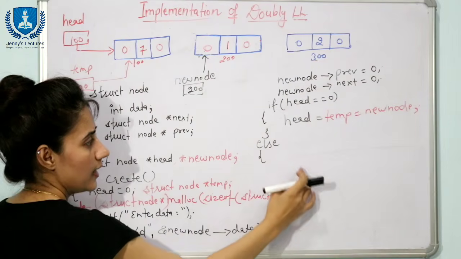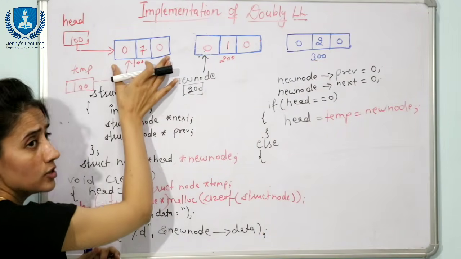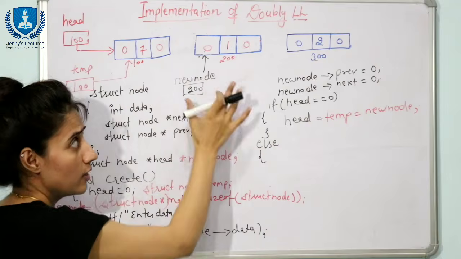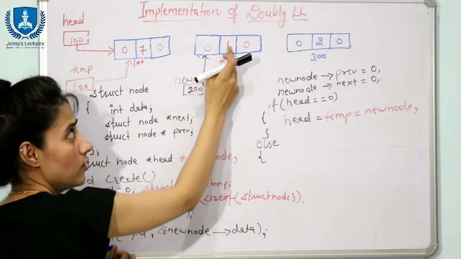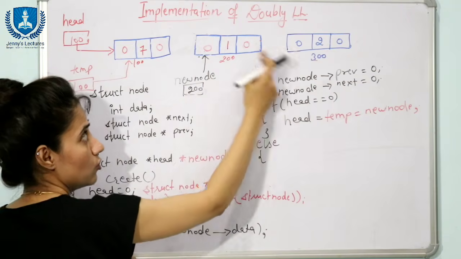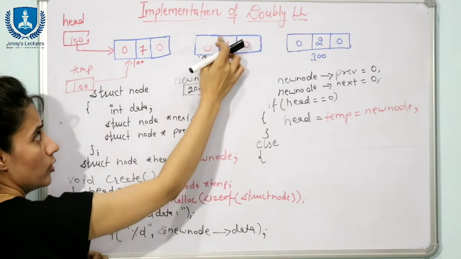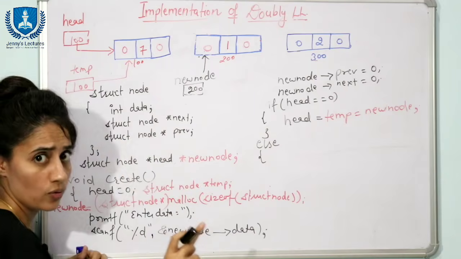So now what will you write in the else part? I am taking a case where we have inserted one node and I am going to insert the second node. After that we will insert the third node, right? So I have created this node. I have inserted the data 1. Here we have 0, 0, and new node is a pointer that is pointing to this node and containing the address of this node. Fine.